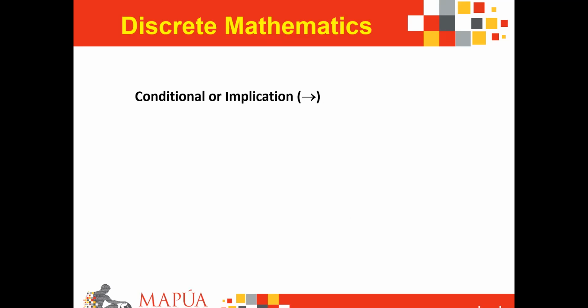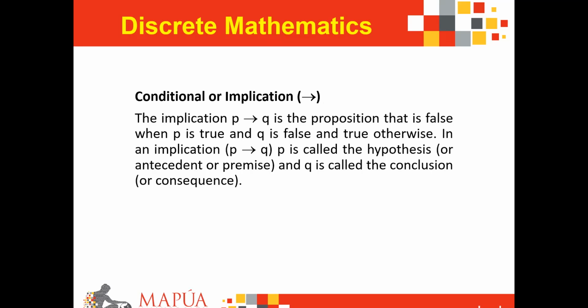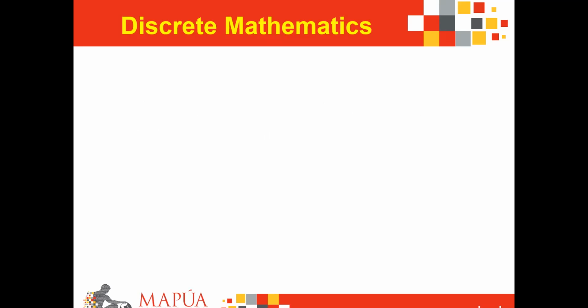The next connective is known as the conditional or implication. An implication is again placed between two propositional letters. However, the proposition on the left is often called the hypothesis, antecedent, or premise, while the proposition on its right, which is often called Q, is referred to as the conclusion or consequence.